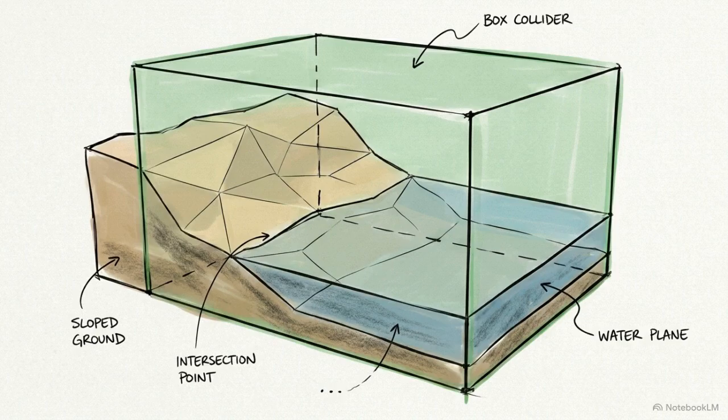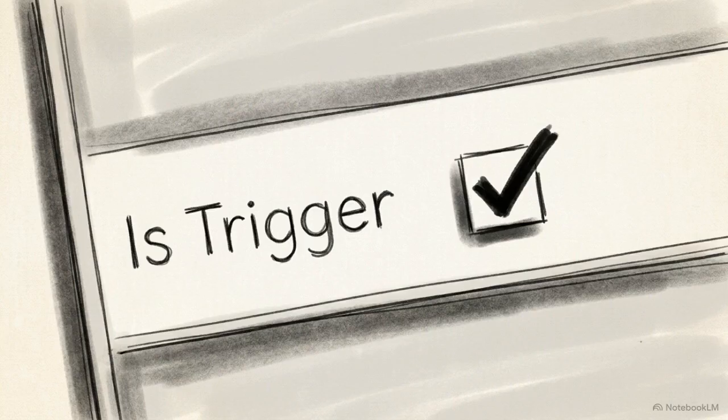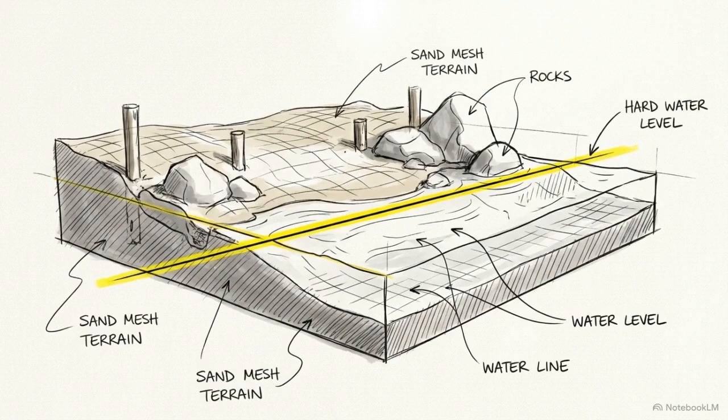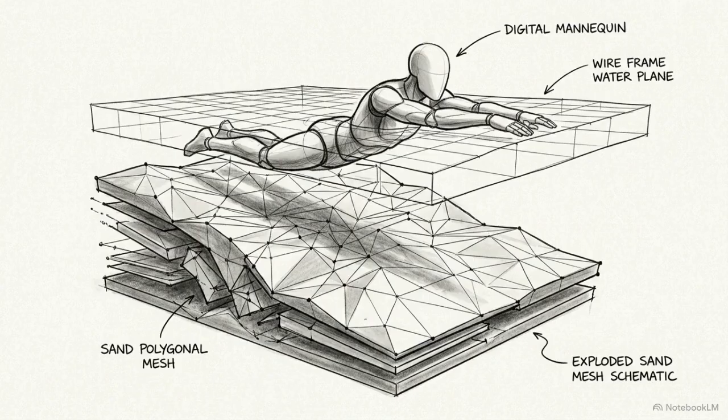We build this by creating an empty object on the beach, adding a box collider, and checking the isTrigger parameter so the player can physically walk inside it. Inside the water surface volume component, we set a specific value for the surface world Y parameter. By explicitly telling the script exactly how high the water is at that specific beach, the character transitions seamlessly from walking to swimming, regardless of the underlying mesh geometry.